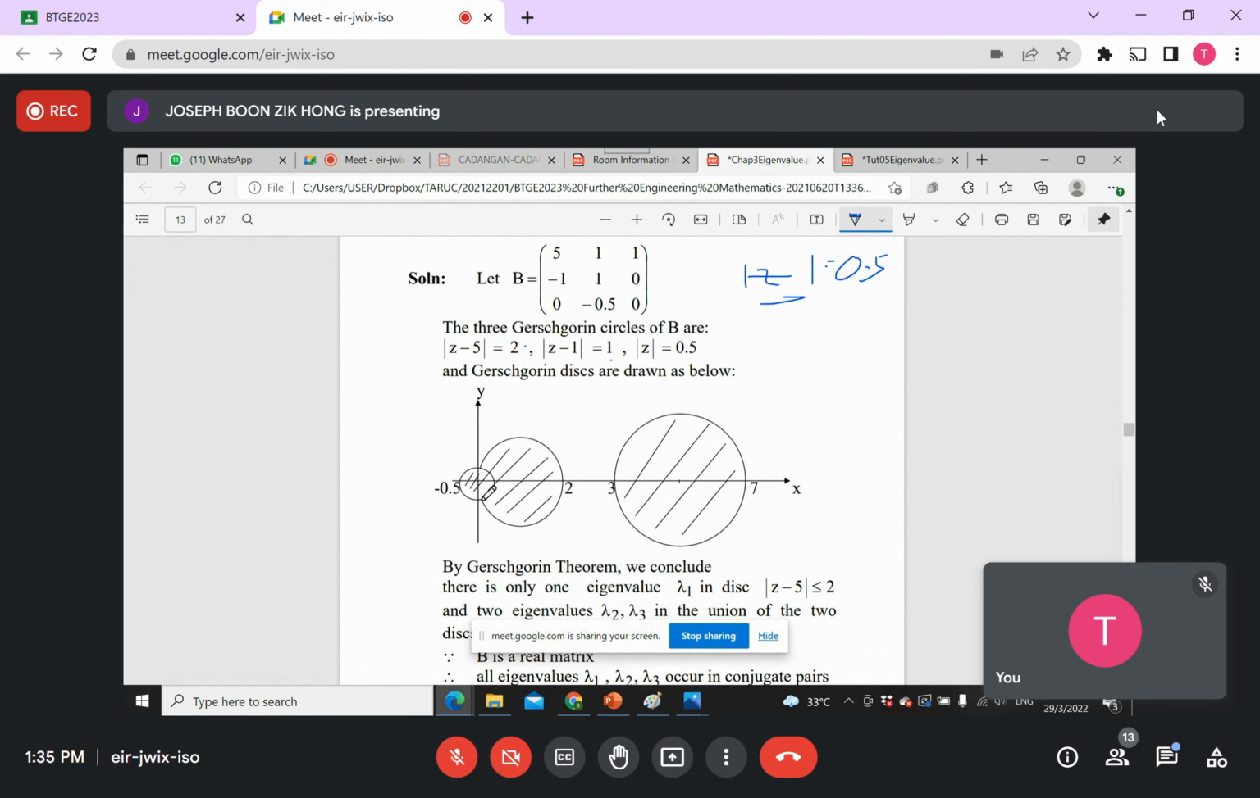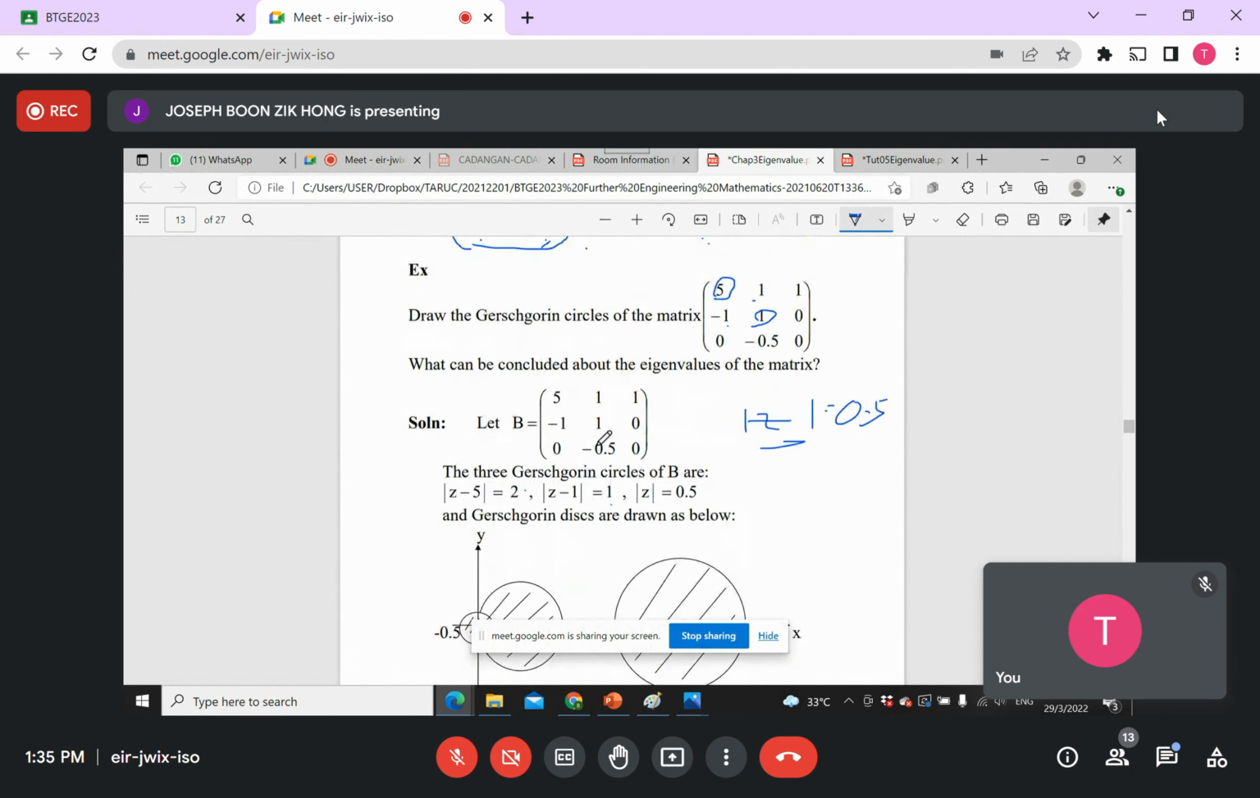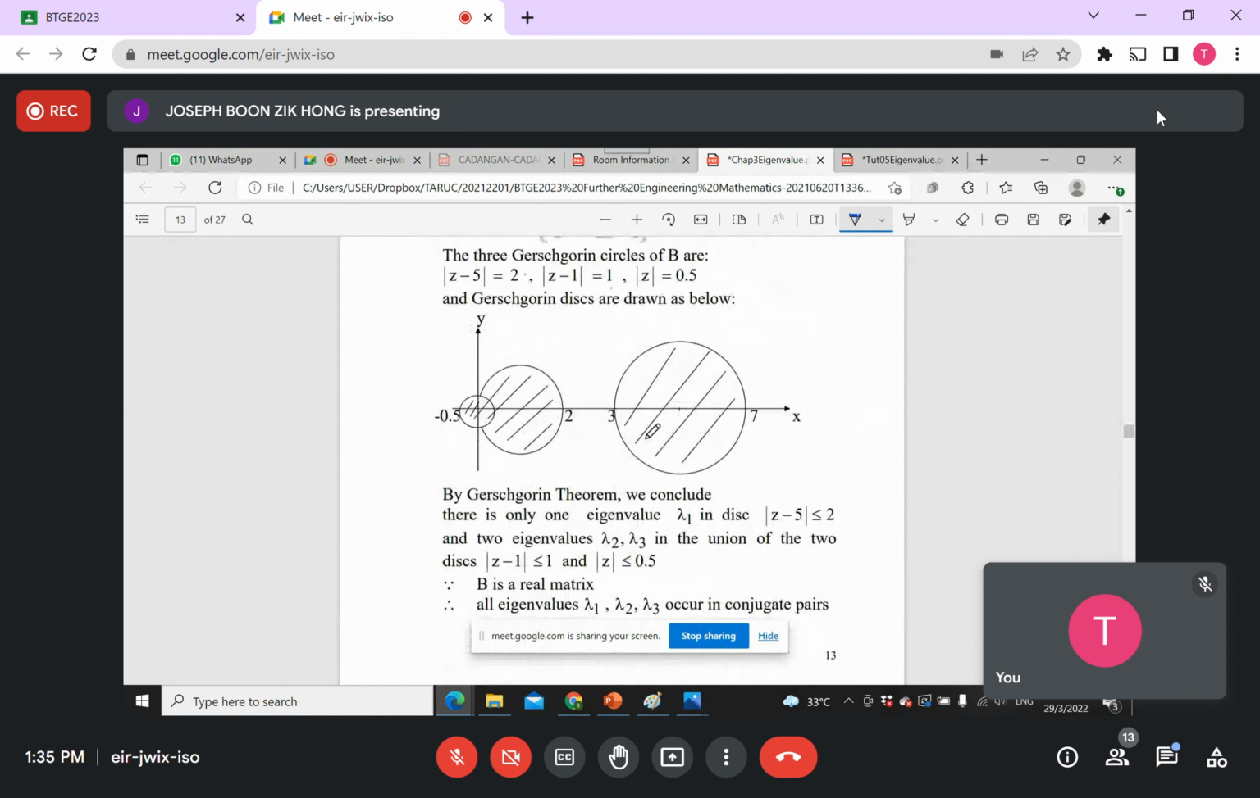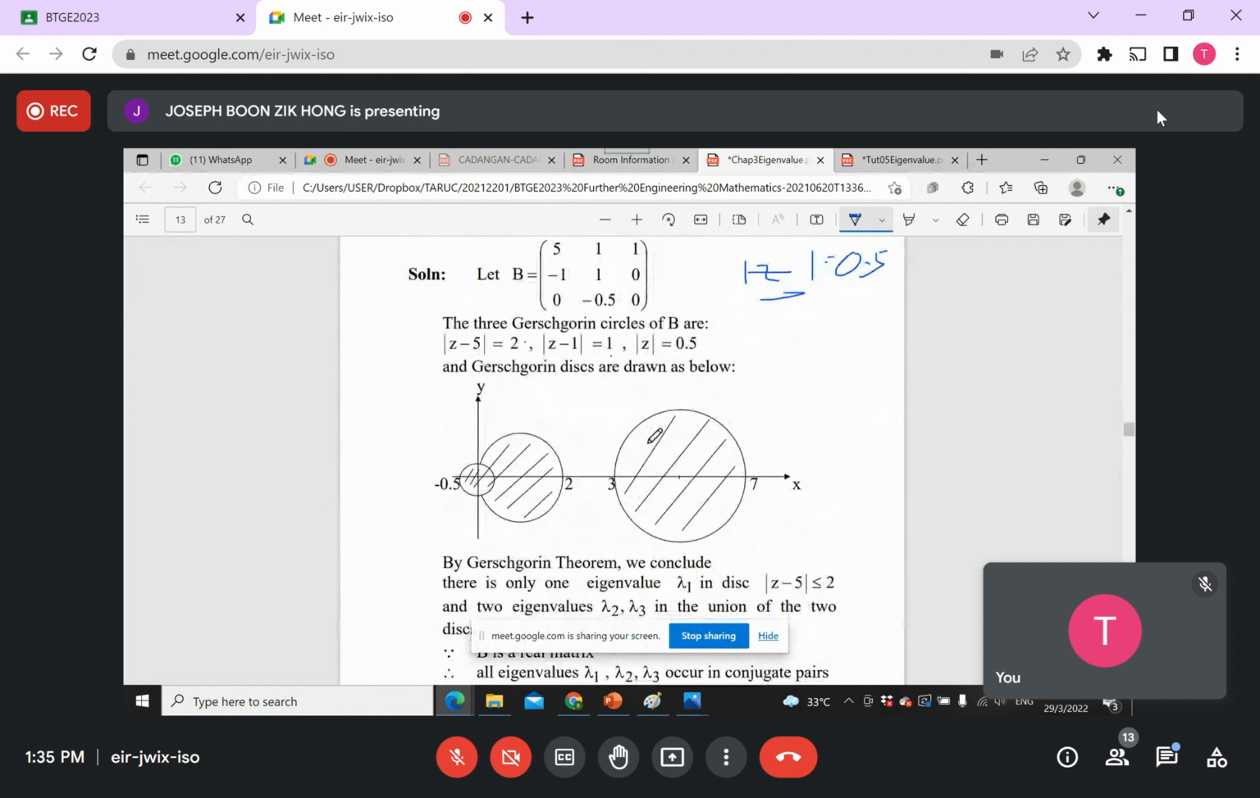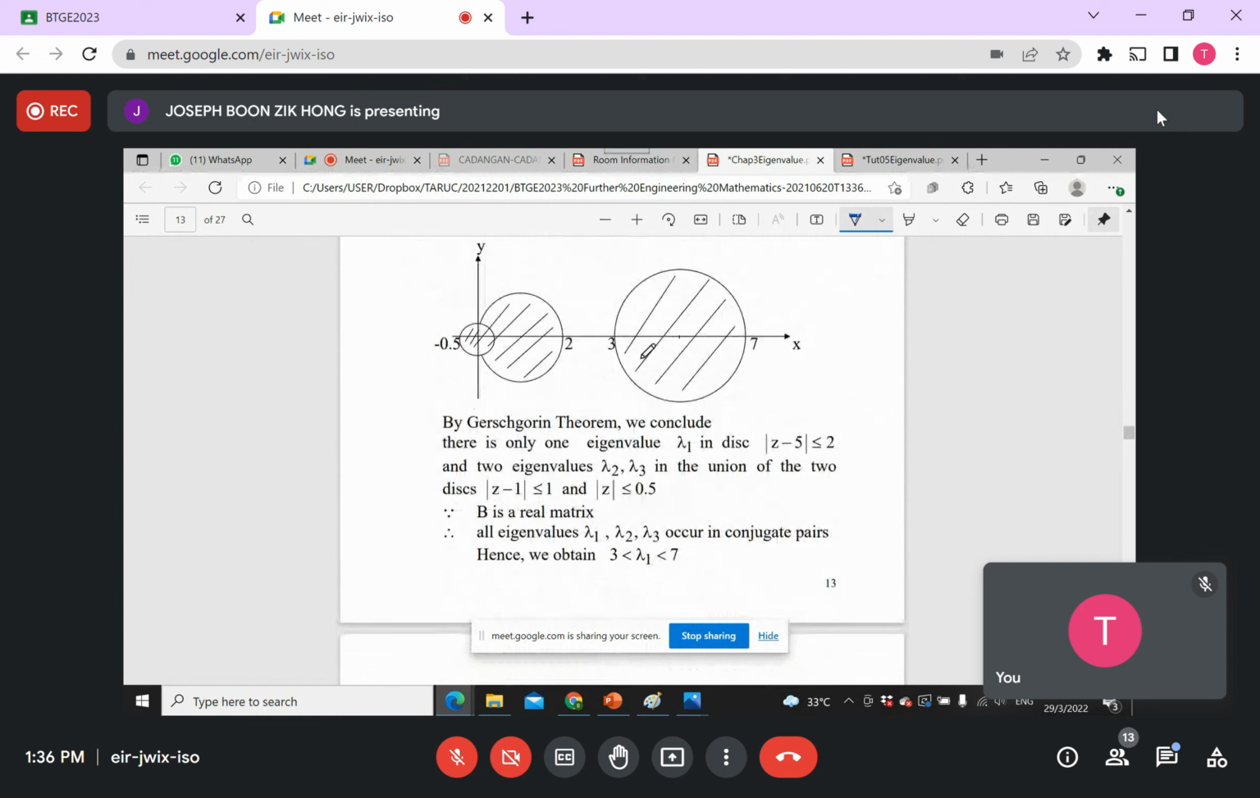Since this one is not symmetric, we cannot conclude that the eigenvalues must be real numbers. But we can conclude that there is one eigenvalue here, and another eigenvalue here.